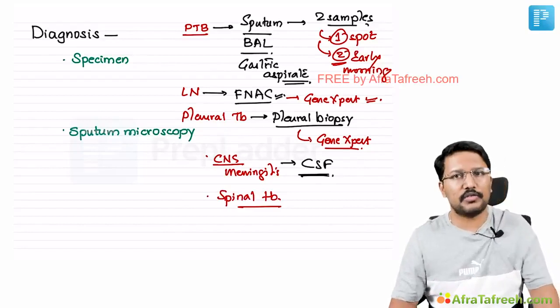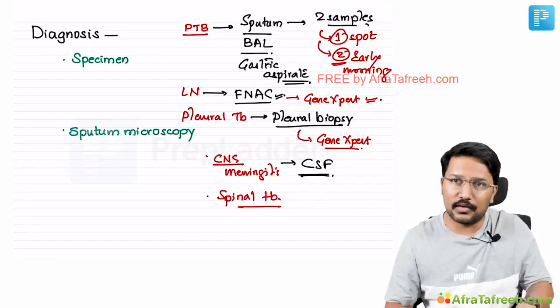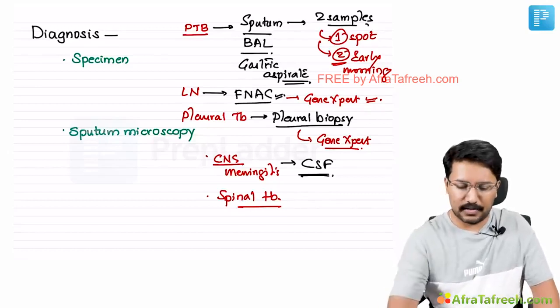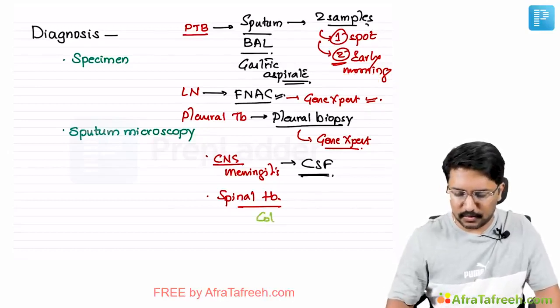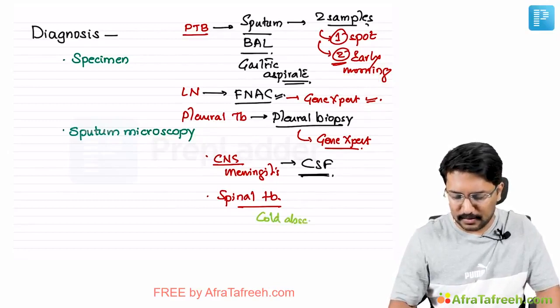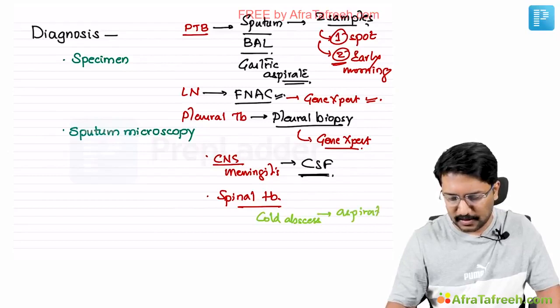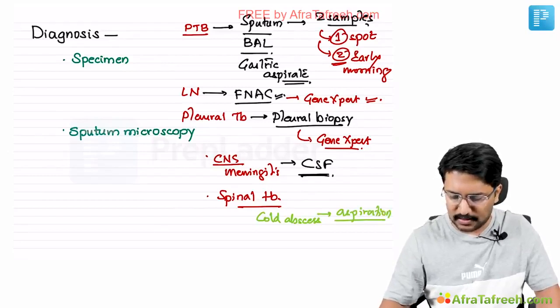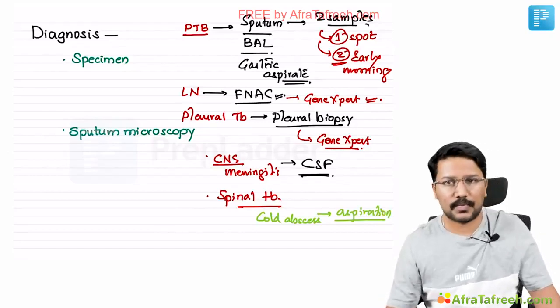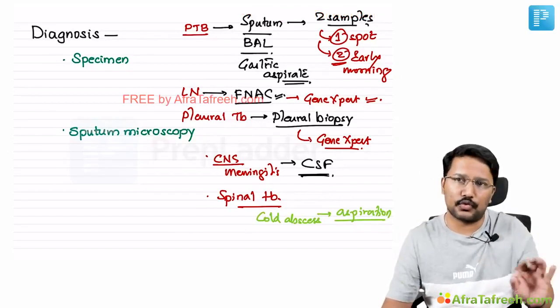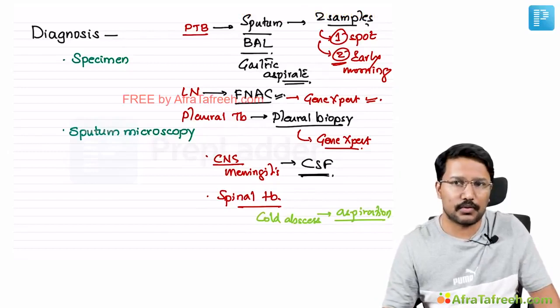Okay, most cases of spinal tuberculosis are diagnosed based on radiological evidence and clinical context. But if there is a cold abscess, you can definitely go in for aspiration, right? The aspirate is ideally subjected to GeneXpert. Clear? Okay, so depending on the organ affected, we have to choose the right specimen for the diagnosis of tuberculosis.